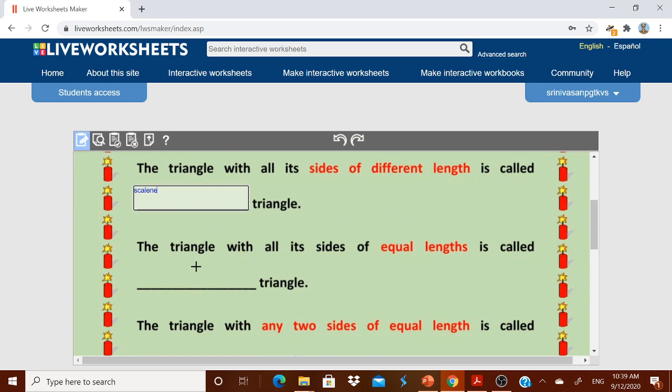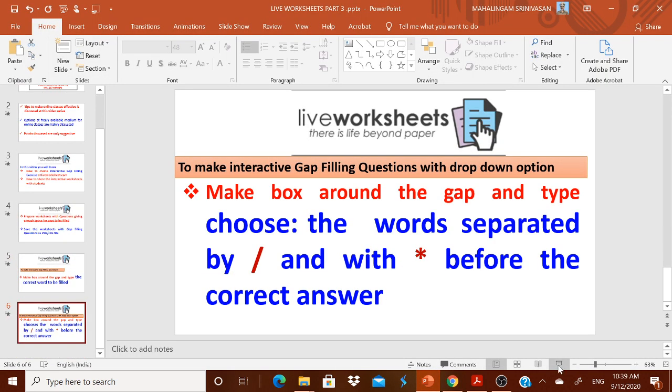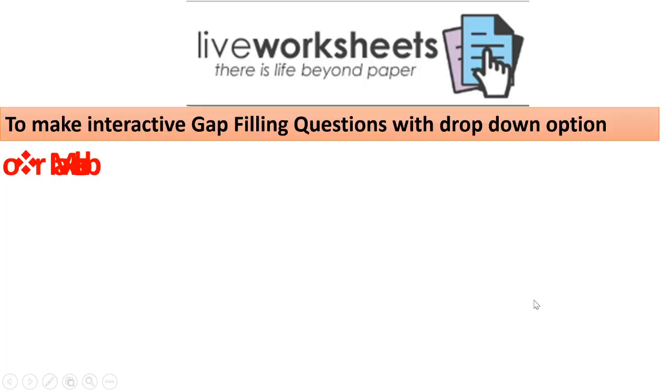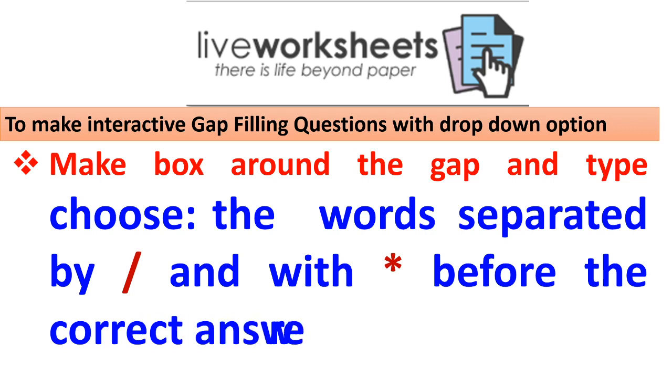Now the second one. Before we go for that, you see the child has to type it. Now can we think about another way of doing it? That is this one: to make an interactive gap filling question with drop down options. For example, there are 3 options. The child has to select the correct option. Simply click it, and it will come over there.